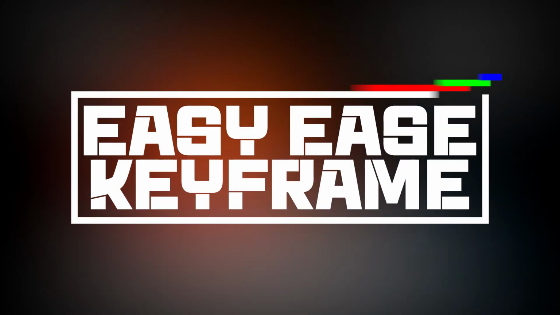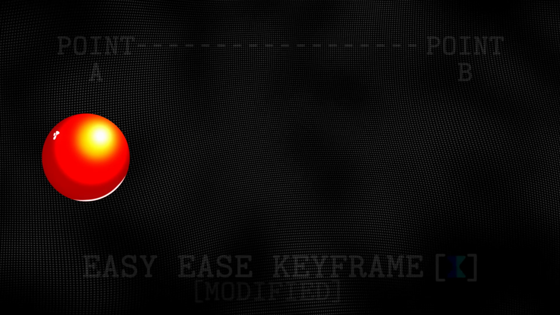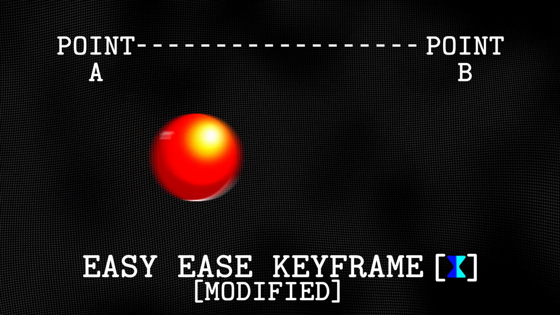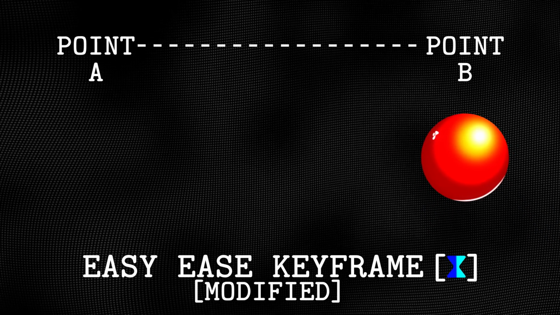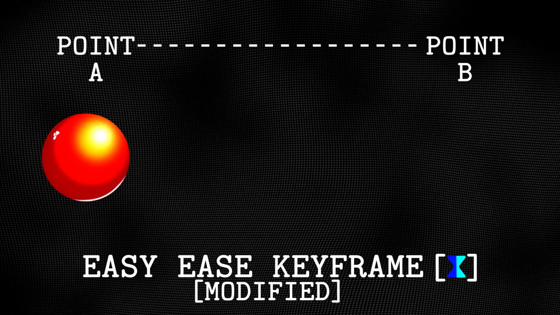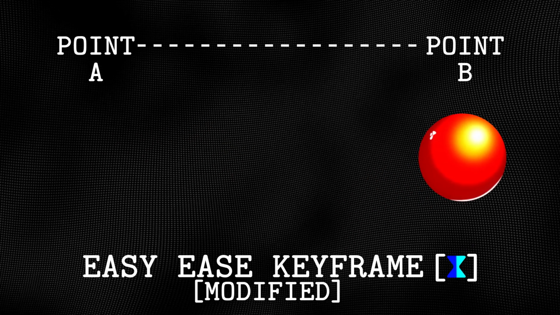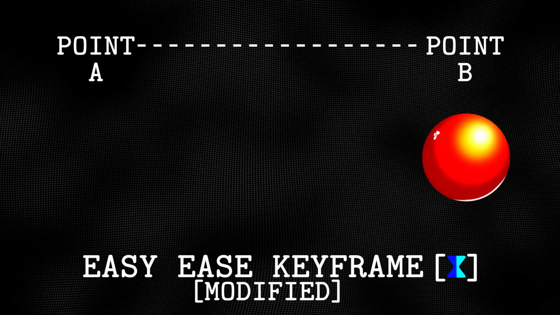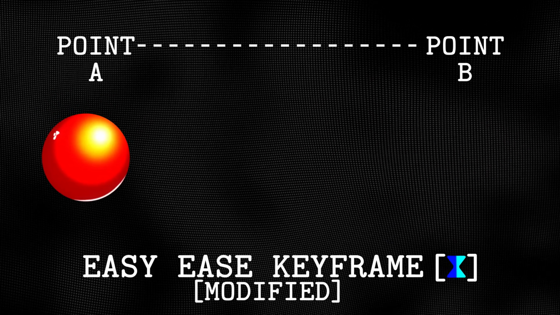Now this is where we modify things in the graph editor. Now as we can see, it starts very slow at A and stops very slow at B, but moves rapidly in between. Now this kind of animation you can see in every advertisement in today's day and age, or anything that is created in After Effects or any other animation software. You would see easy ease keyframe and modified one.